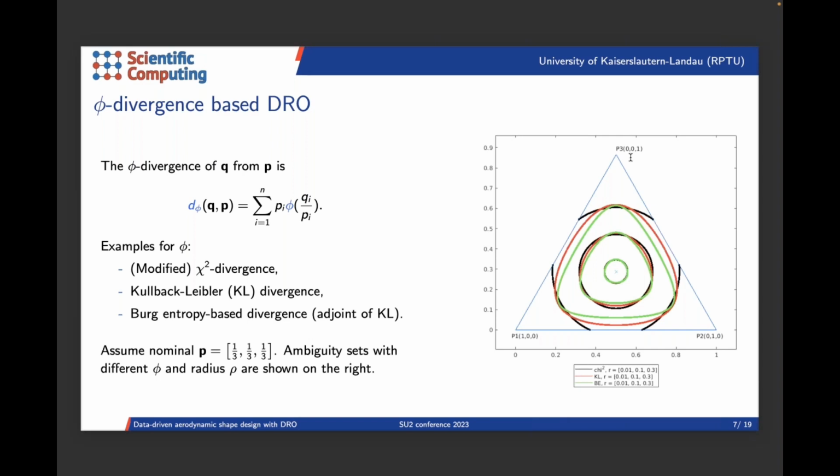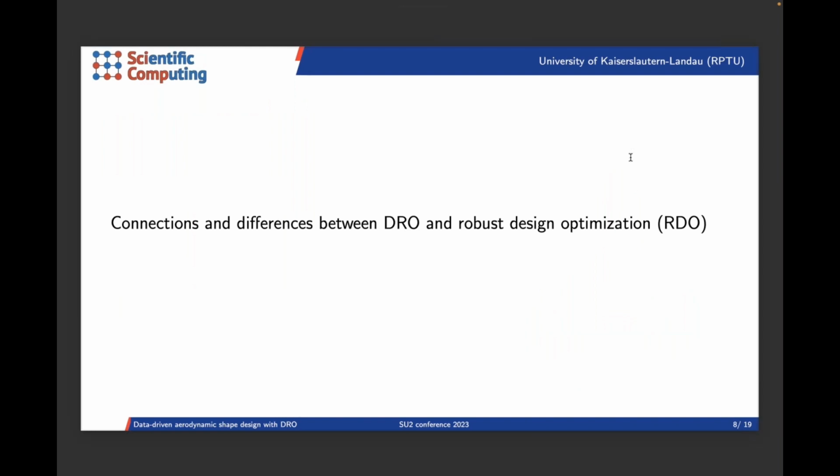Assume we now have a nominal distribution that is uniform and has three supports. The ambiguity set that we have defined before with different phi and different rho is shown here. So we see here the chi-square divergence is basically a Euclidean ball, and other phi divergences result in different shapes of the ambiguity set in the probability vector space. The reason why we are interested in phi divergence is its strong connection to robust design optimization, and that I will briefly show in the following.